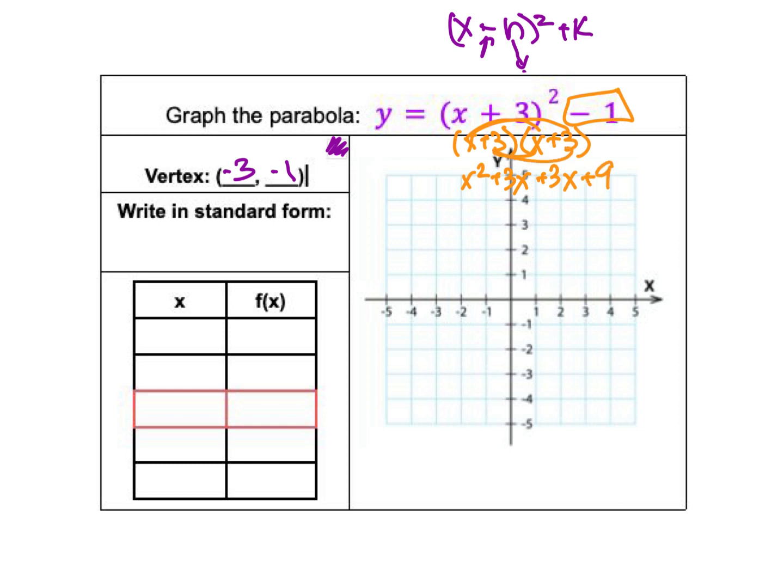Okay, so then I'm going to put my like terms together, and I'm going to add this minus 1 at the end, put those like terms together. So now I have x squared plus 6x, and then plus 8. That's my standard form. I am not going to be a super stickler on if you have this, but that's the correct way to write it. And then x squared plus 6x plus 8.